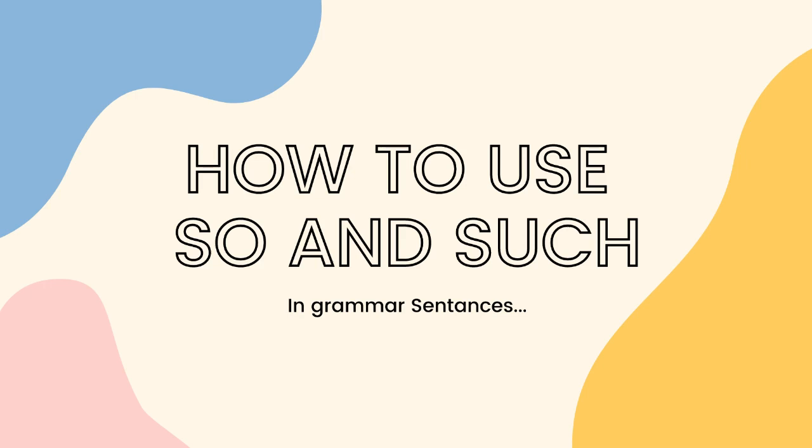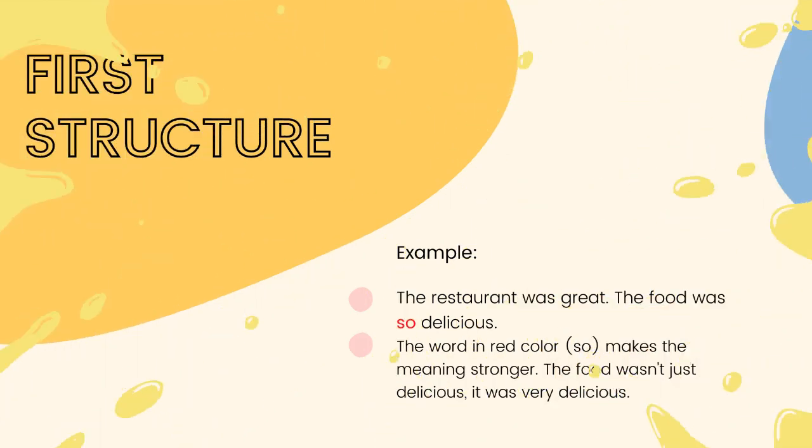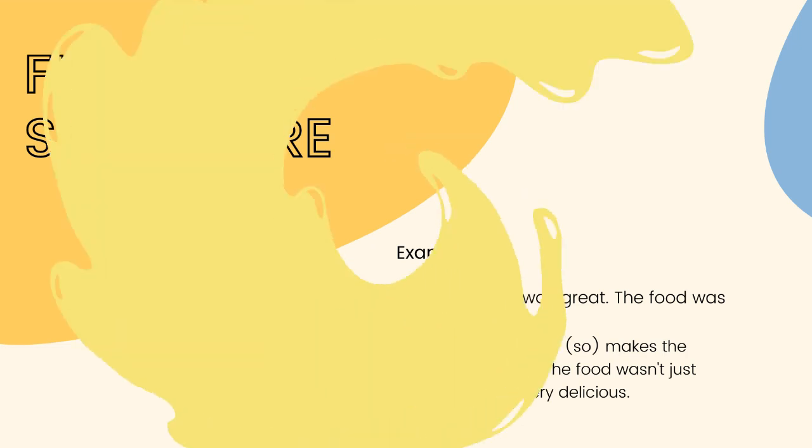Today we are going to learn how to use so and such in grammar sentences. Alright, let's look at the example of first structure. The restaurant was great. The food was so delicious. What's the meaning of so in this case? The word in red color so makes the meaning stronger. The food wasn't just delicious, it was very delicious.